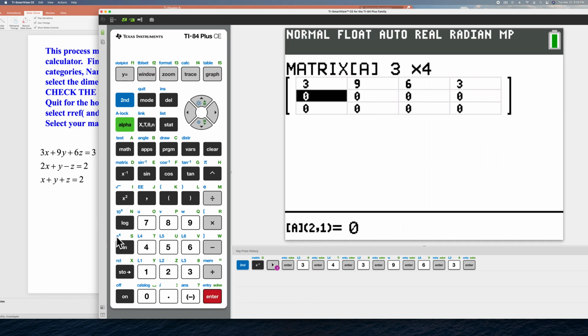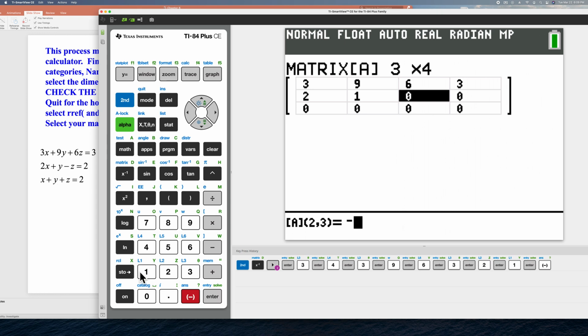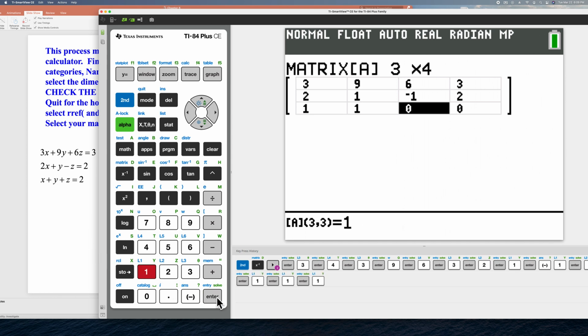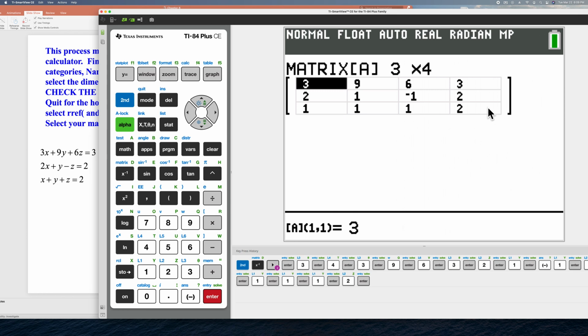Okay, let's put in the second equation. 2, enter, 1, enter. Now -1 goes in as negative 1 using the negative key, not the minus key. You'll get a syntax error. Enter, and then the 2. Now for the third equation, we have 3 1s, and then a 2. And every time you hit enter, it's automatically saved, so you don't have to worry about saving it.